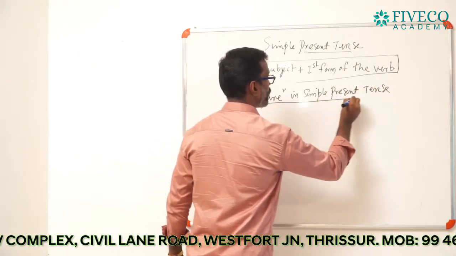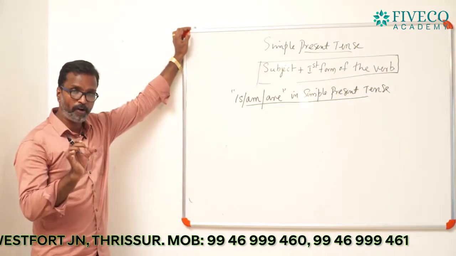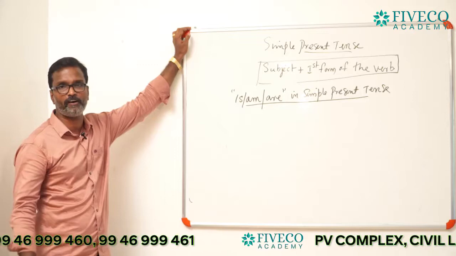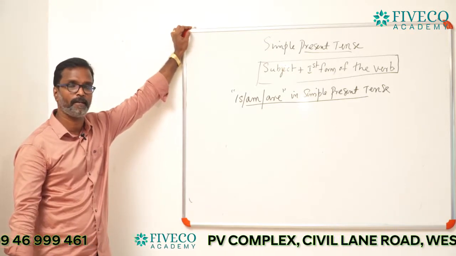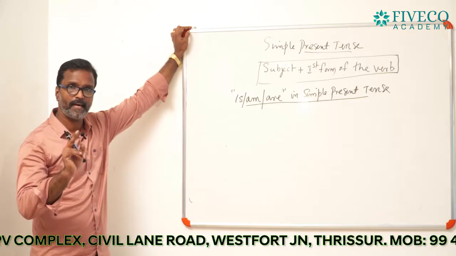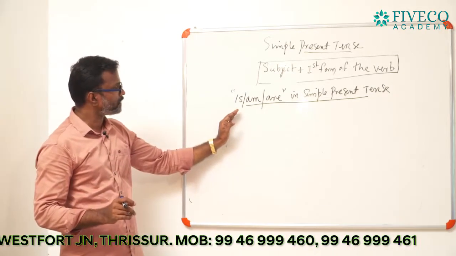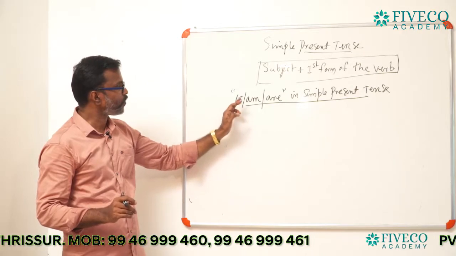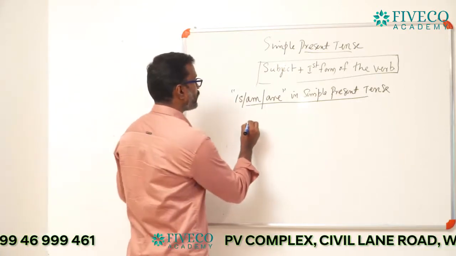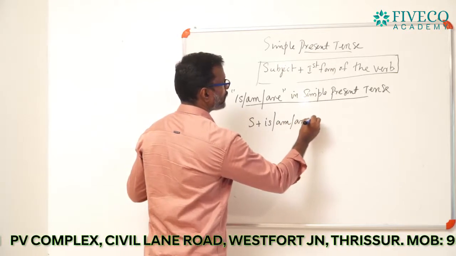Is or am or are in simple present tense. The main formula of simple present tense is subject plus first form of the verb. Don't forget, that is the main formula. And it has got two auxiliary verbs. They are do and does. I already discussed that. Now we are going to study how we can use is or am or are in simple present tense. It has got a formula: subject plus is or am or are plus a noun.